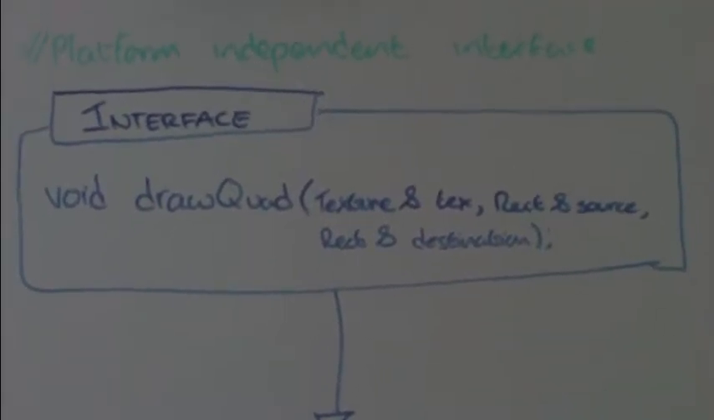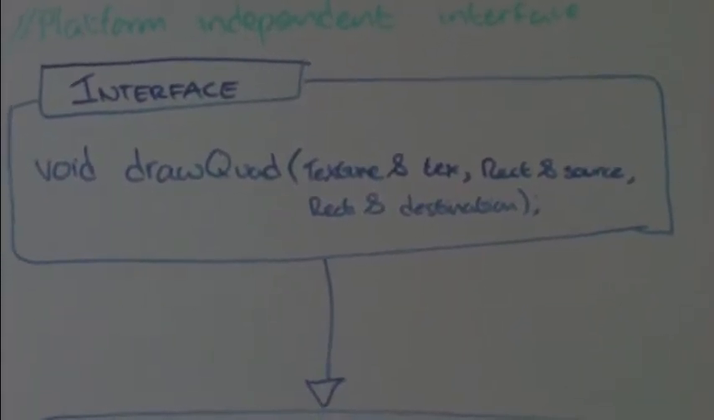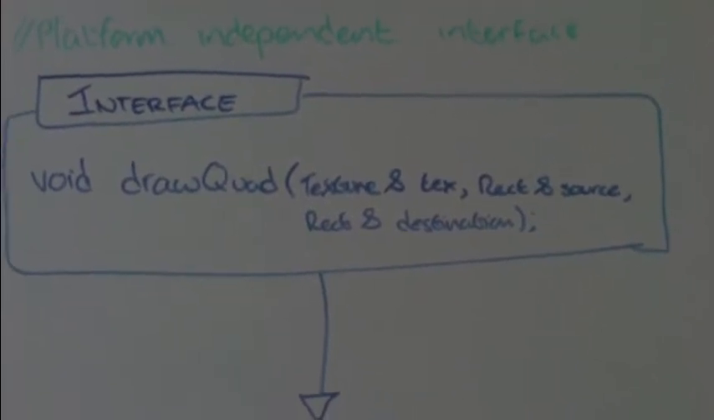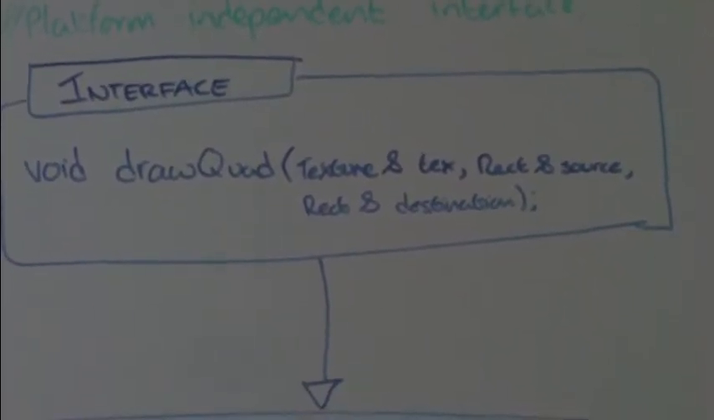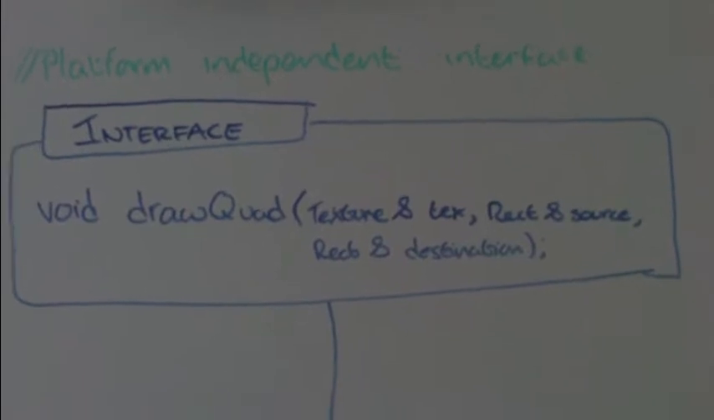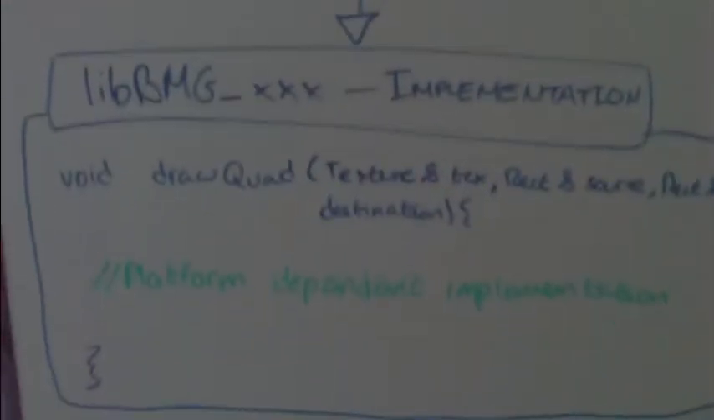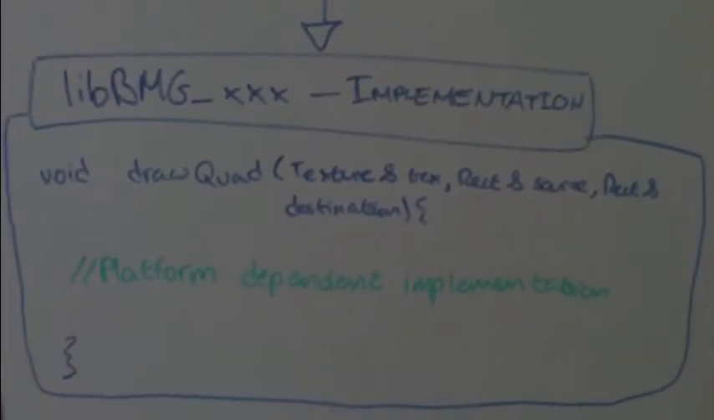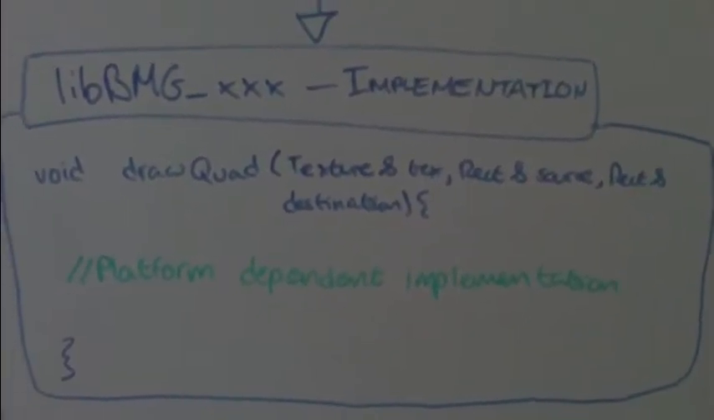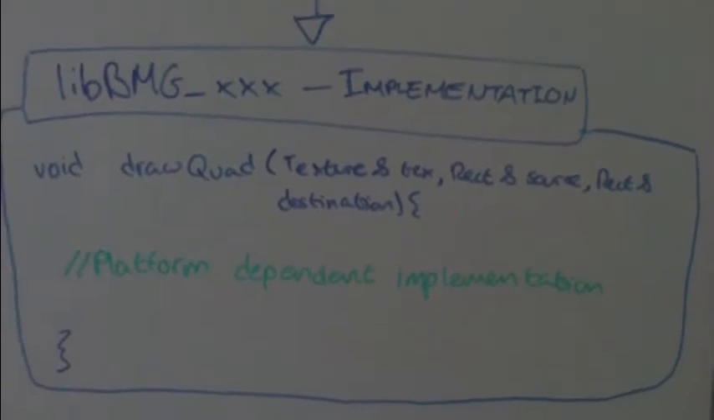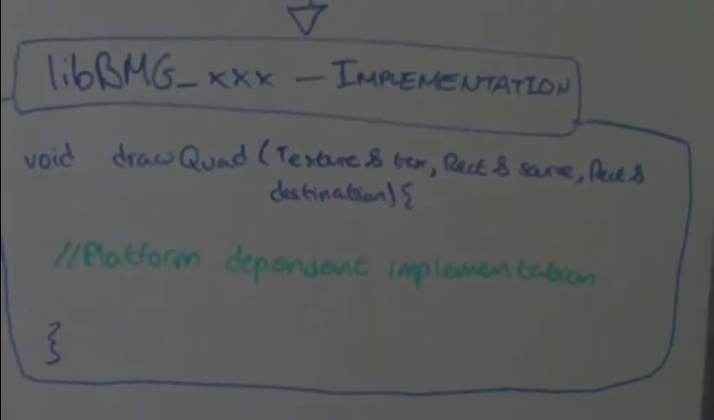As you can see, there is no OpenGL specific data types or anything like that, or nothing to do with the PSP. It's just pure C++. When you go down here and look at this, this would be how it would be implemented in any of the libBMG libraries.